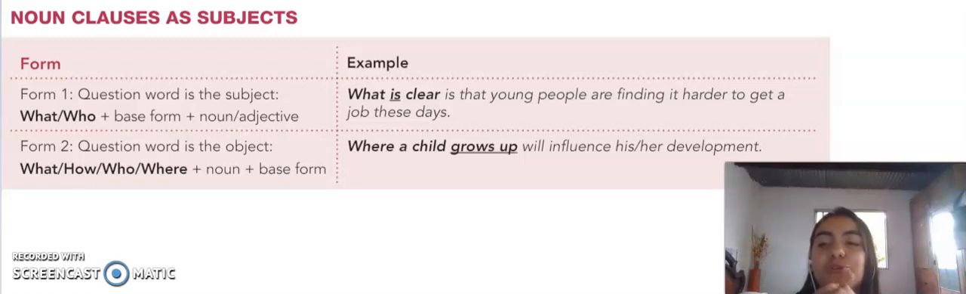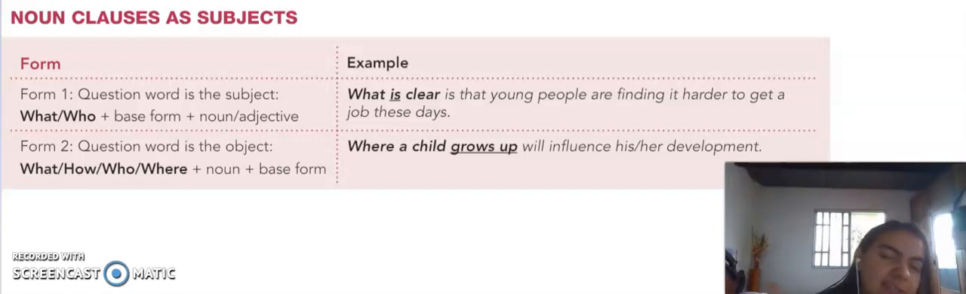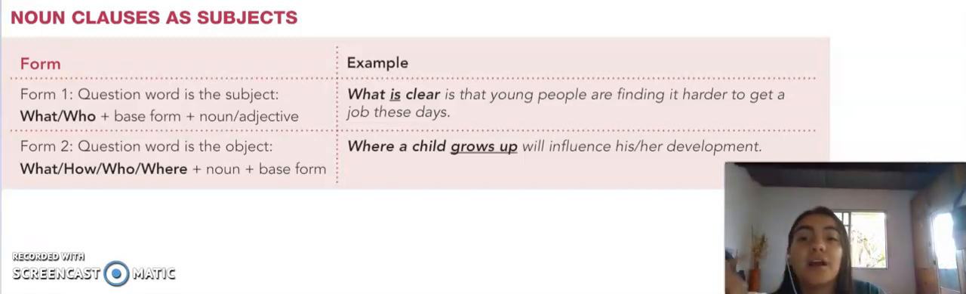Well, I'm pretty sure you're very familiar with the next topic, which is noun clauses. But in upper B, you saw noun clauses as objects. So in this case, we're going to work on noun clauses as subjects, but it's basically the same. Okay, so let's make a short review of what a noun clause is.